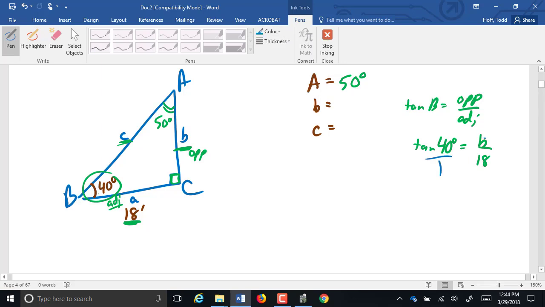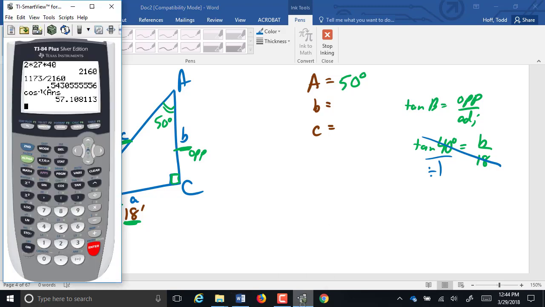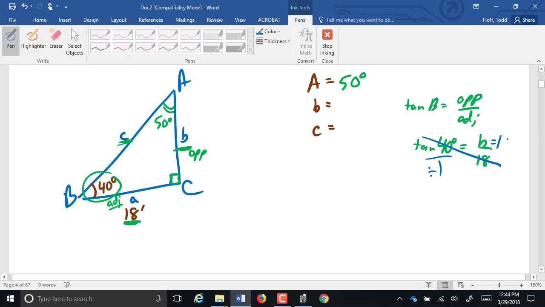Since we're looking for a side, we make it a proportion. We put the trig function over 1, and we'll cross multiply and divide. So tangent of 40 times 18 divided by 1. That's just tangent of 40 times 18. Of course, dividing by 1 won't change anything. So we have 15.10. Yes, it would.